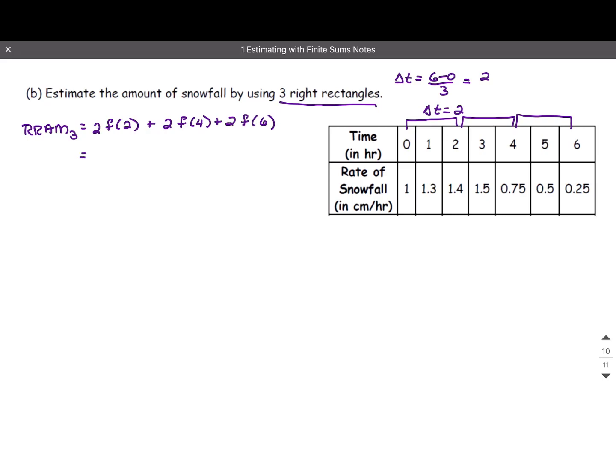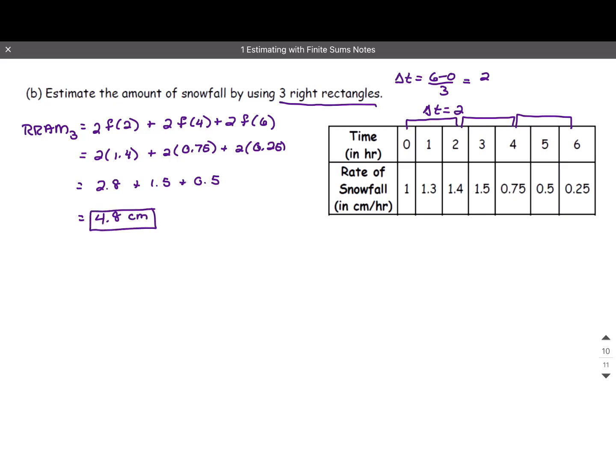So we're going to have 2 times f of 2 is 1.4, plus 2 times f of 4 is 0.75, plus 2 times f of 6 is 0.25. So that's going to give us 2.8 plus 1.5 plus 0.5, so that's 2. That's going to give us 4.8 centimeters.